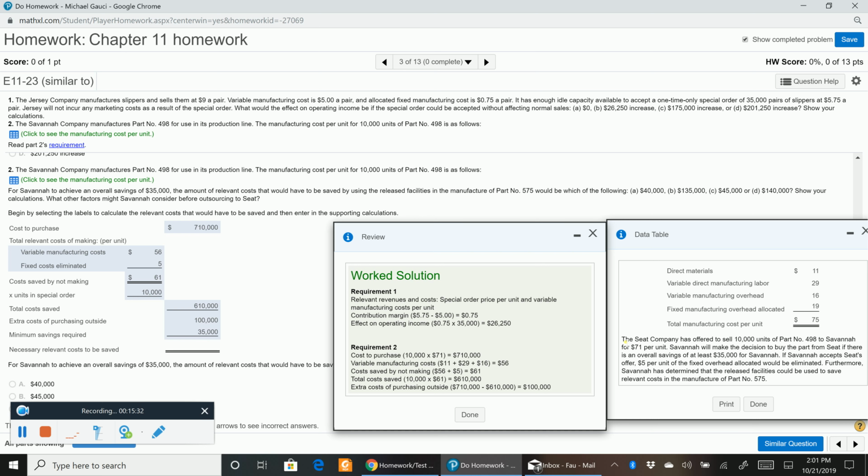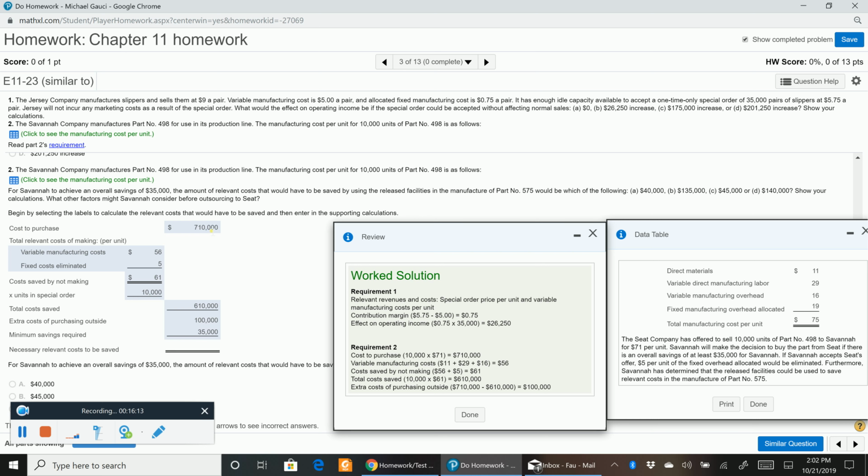Now, the Seat Company, which is another company, has offered, instead of us, the Savannah Company, manufacturing the part, to make the part for us for $71 per unit. Savannah will make the decision to buy the part from Seat if there's an overall savings of at least $35,000. Okay, so also, if Savannah accepts Seat's offer, $5 of the fixed overhead, so $5 of this $19, would be eliminated. All right, so let's take a look.